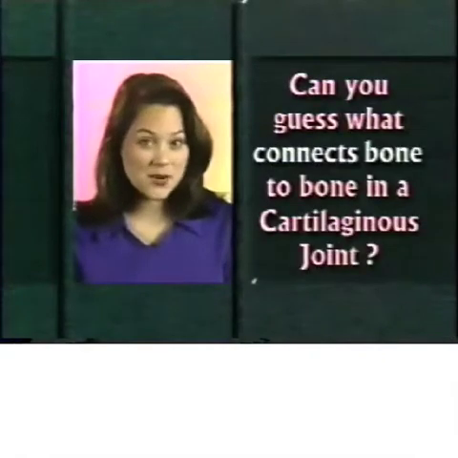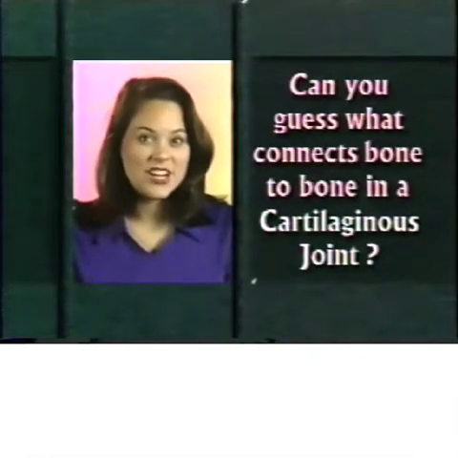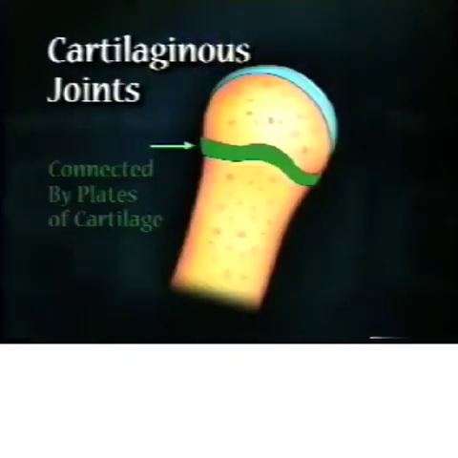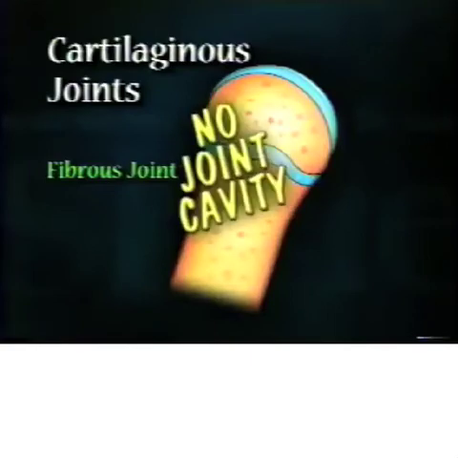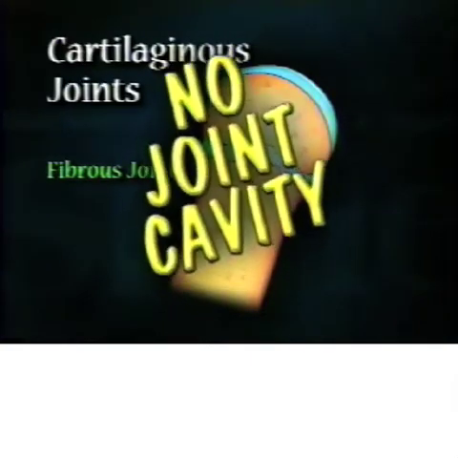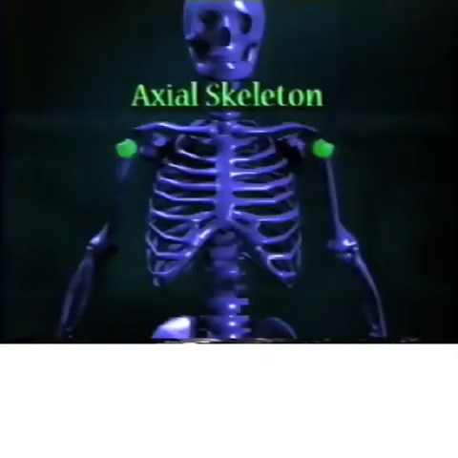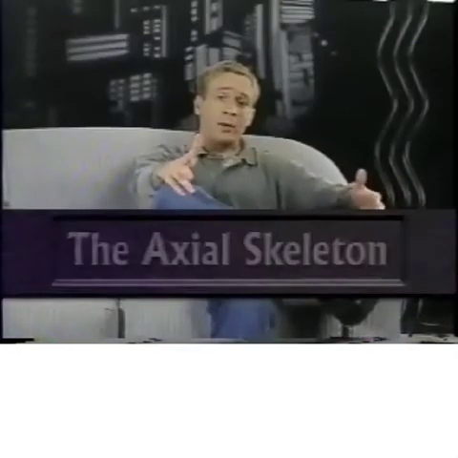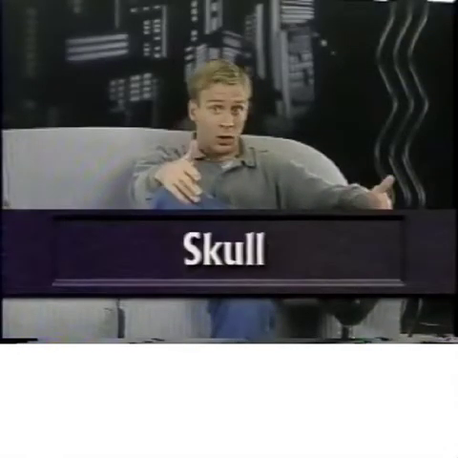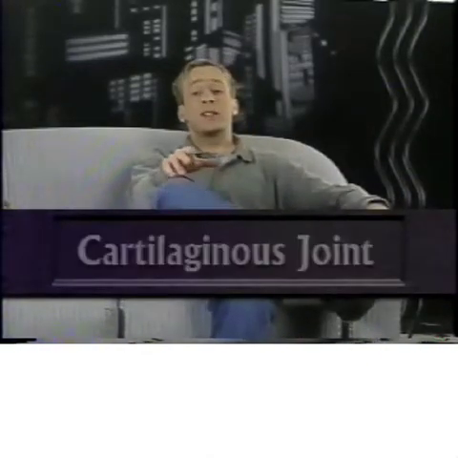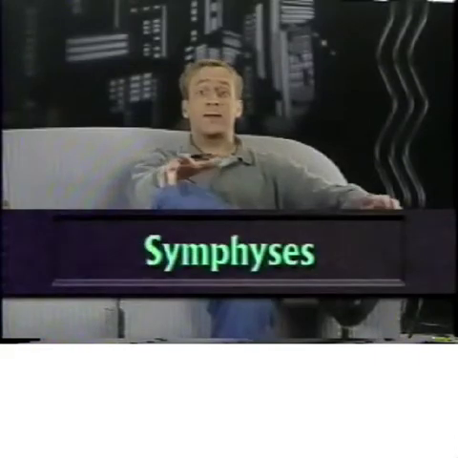Another type of structural joint classification is the cartilaginous joint. Now, can you guess what substance connects bone to bone in a cartilaginous joint? Cartilaginous joints are joints where bones are connected by plates of cartilage. Like the fibrous joint, the cartilaginous joint has no joint cavity. They are amphiarthrotic or slightly movable and are usually found in the axial skeleton. You remember the axial skeleton. It's the skull, the vertebral column, the ribs. Yeah, you remember it.